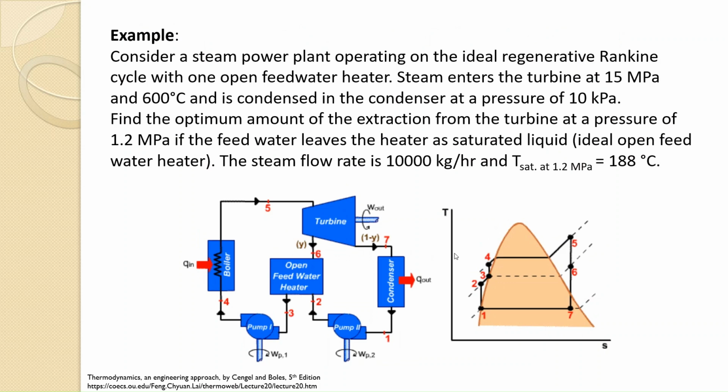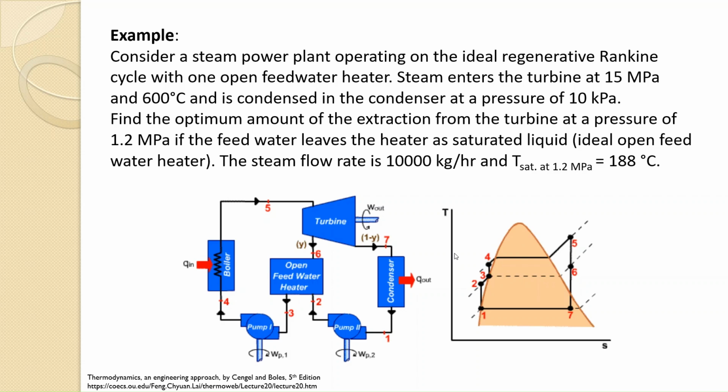Let's do this with one exercise. Consider we have a steam power plant operating on the ideal regenerative Rankine cycle with one open feed water heater. Steam enters the turbine at 15 megapascal and 600 degrees C, and it's condensed in the condenser at a pressure of 10 kilopascal. First, we want to find the optimum amount of the extraction from the turbine at a pressure of 1.2 megapascal if the feed water leaves the heater as a saturated liquid.